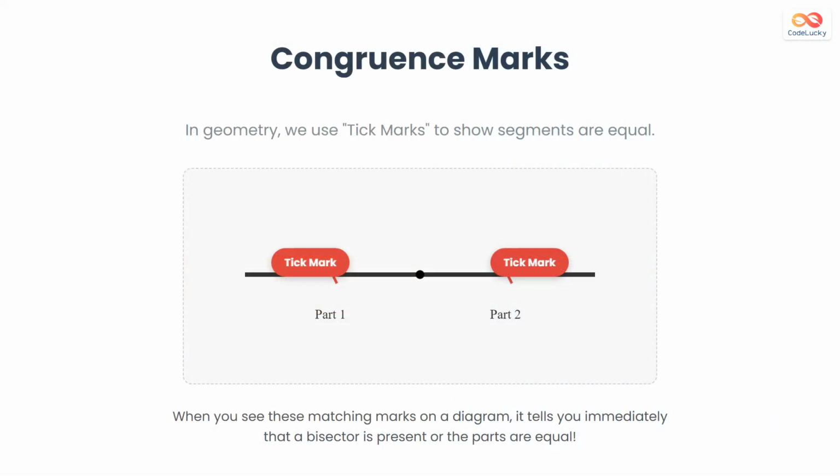In geometry diagrams, we do not always write numbers. Instead, we use small hash marks called tick marks on the lines. When you see a red tick mark on the left and a matching one on the right, it is a symbol that tells you these two parts are equal. This confirms that the segment has been bisected.